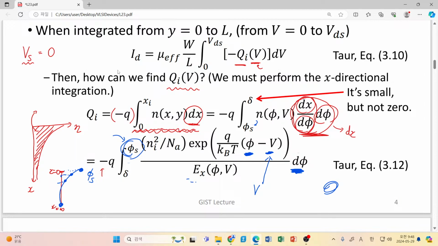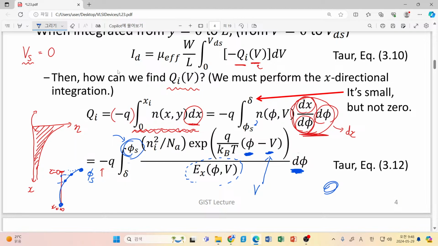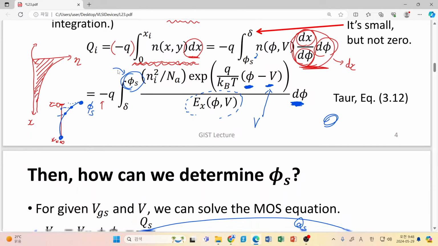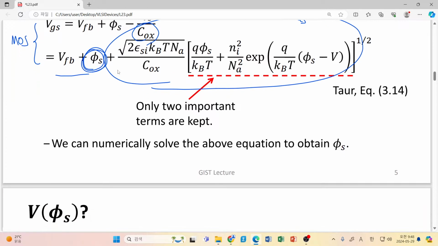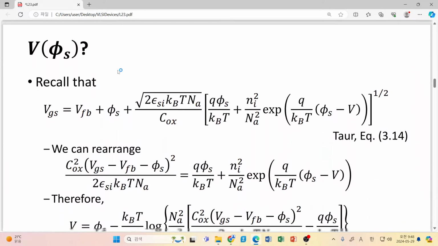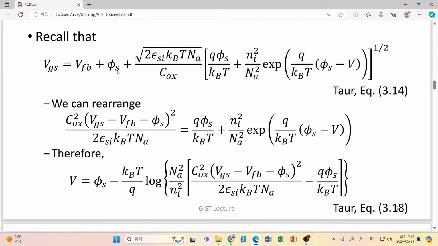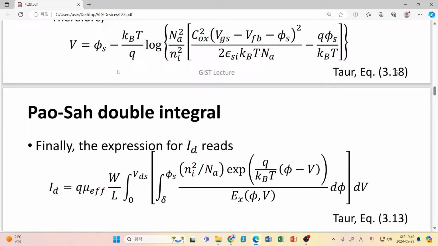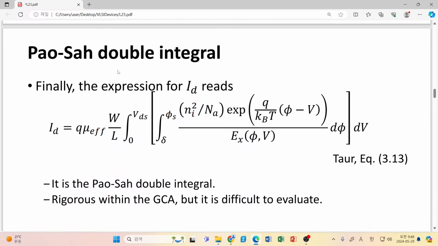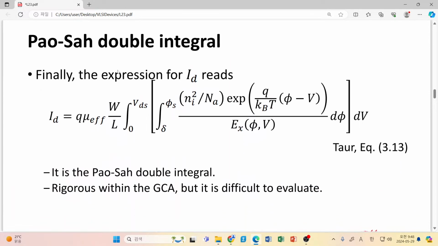The only important one is this electric field, but the x-directional electric field can also be calculated, although that is quite complicated, but we can do it. So this is another story, so we will use this one later in the second part of our lecture. And so please go to this well-known Poisson double integral.